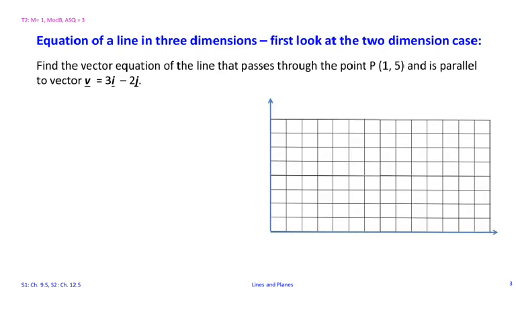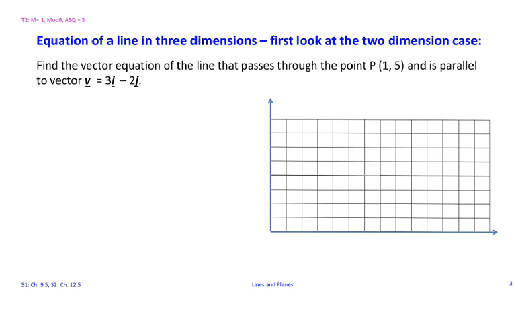In the 2D case, this is where I'm going to use different colours. We want to find the vector equation of the line that passes through the point (1, 5) and is parallel to the vector v equals 3i minus 2j.